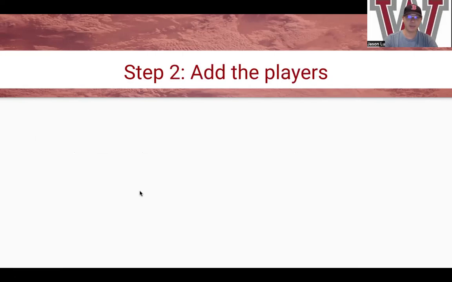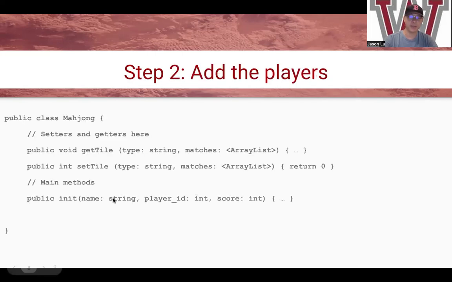Step two, add the players. Once again, I build on the code from step one, and I do a public init. This will be called a constructor. With constructors in Java, you don't need the class keyword, just public Mahjong. The constructor takes three main parameters: name as a string, player ID as an int, and of course the score of the player. So far, so good. It's pretty straightforward.